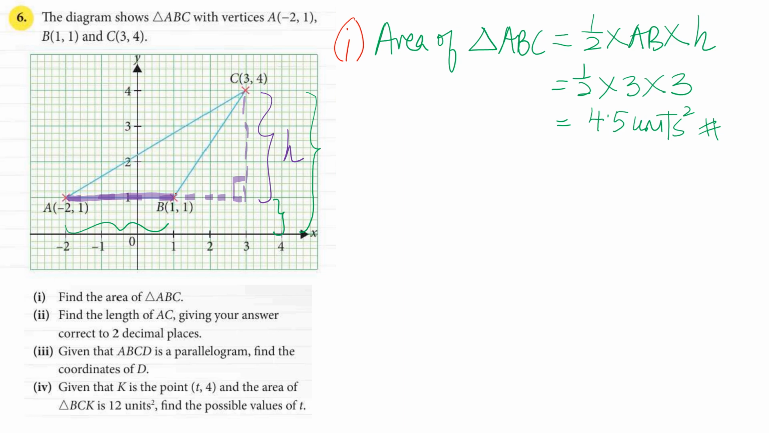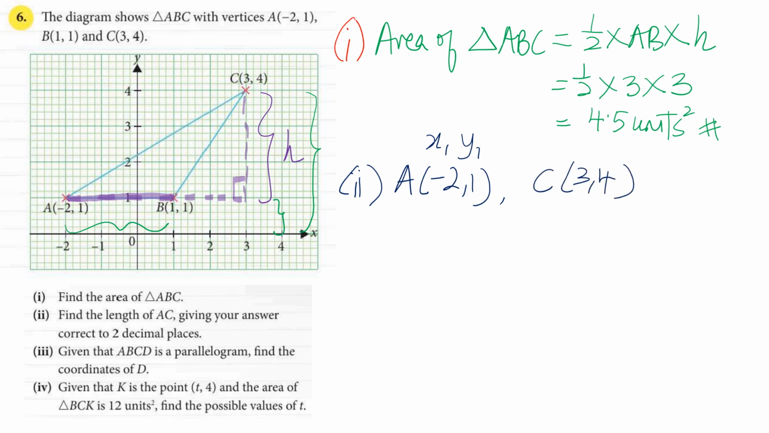Okay, part 2, you are asked to find the length of AC, giving your answer correct to 2 decimal places. So we have point A and point C. So we can just label your point A as x1, y1. Point B, point C, label it as x2, y2. Okay, so we are asked to find the distance AC. Write down the formula.